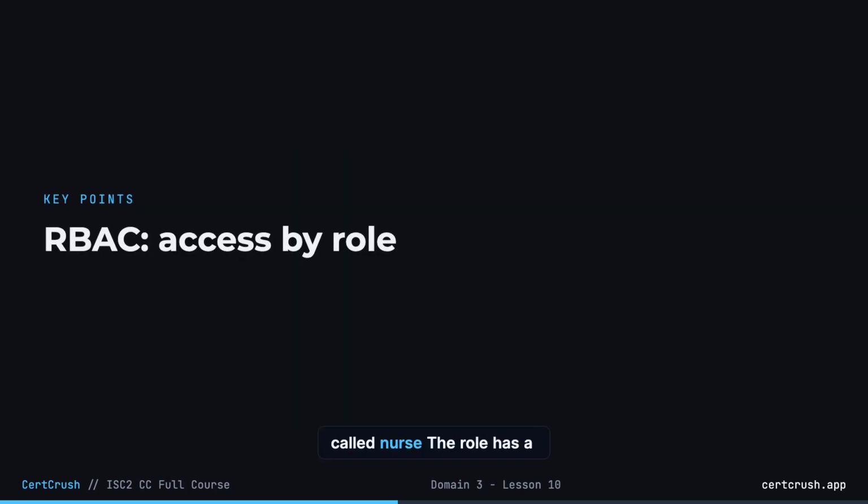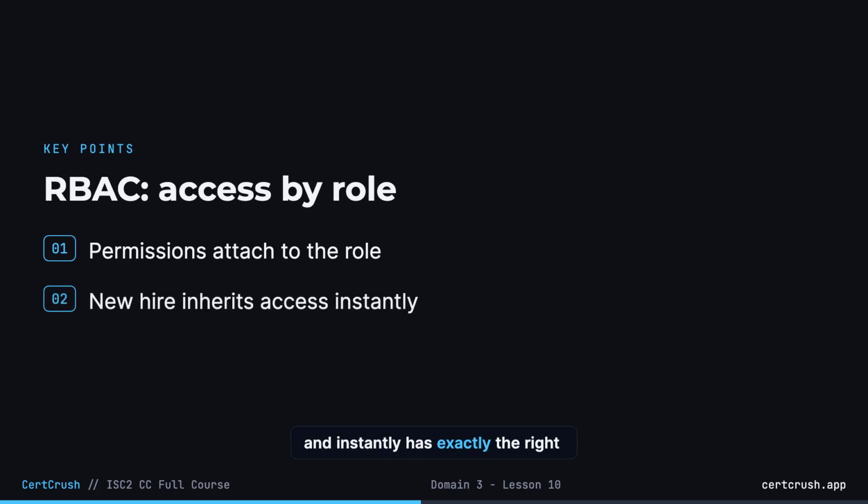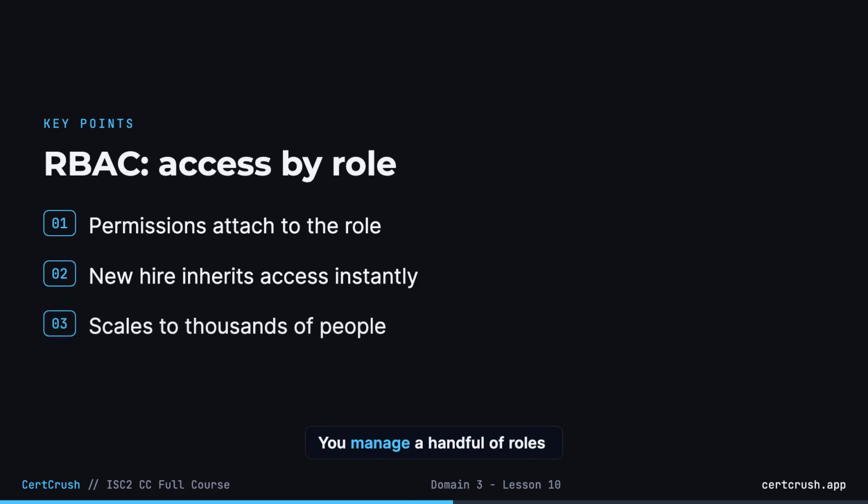The role has a set of permissions, and every nurse inherits them the moment HR assigns the role. A new nurse starts on Monday, gets the nurse role, and instantly has exactly the right access. Change jobs, and your access changes with the role. That is RBAC. Access follows your job function, not you personally, and not a label. It is the model most real companies use because it scales. You manage a handful of roles instead of thousands of individuals.